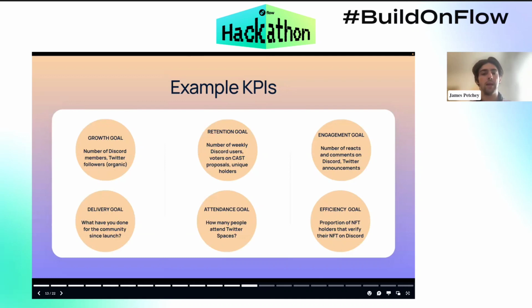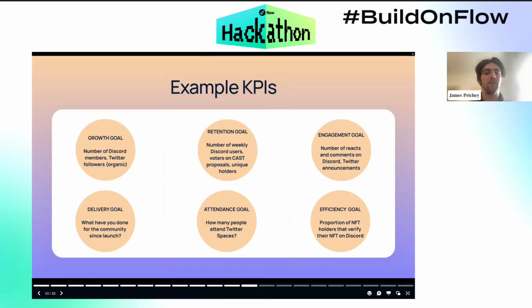Looking at engagement, we assess the number of reacts and comments on Discord and Twitter announcements. Looking at delivery, this is to stay accountable. So we're looking at what we've done for the community since launch. And every month or so, we'll put out an announcement on either Twitter or Discord, which shows exactly what we've done for our NFT holders. So that's really around the delivery goal. Like, what are we actually achieving for the community? Moving into attendance, there's how many people attend Twitter Spaces. If you're the Flow community, it would be how many people attend this Zoom seminar. That's the attendance goal.